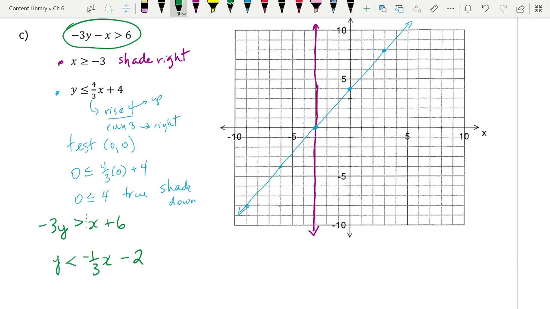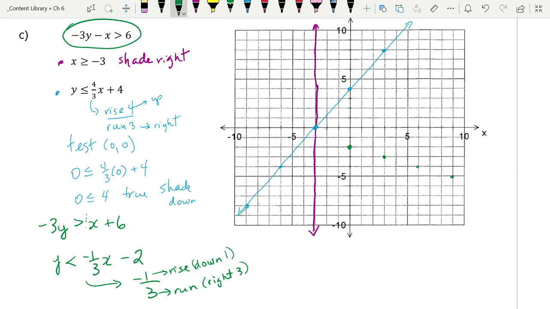Its y-intercept is -2, right? -1, -2. And then, okay, my rise over run is -1/3. So that's my rise, and that's my run. If I'm going in the y direction negatively, am I going up or down? I'm going down. So this is down 1 and right 3. So go from this dot, go down 1 and right 3. Down 1 and right 3.